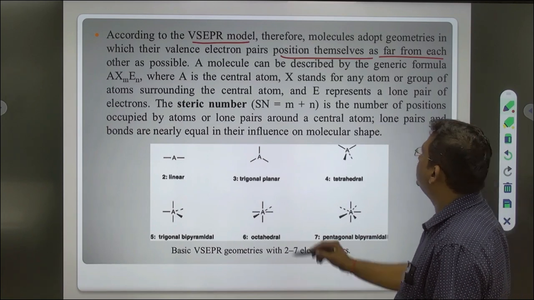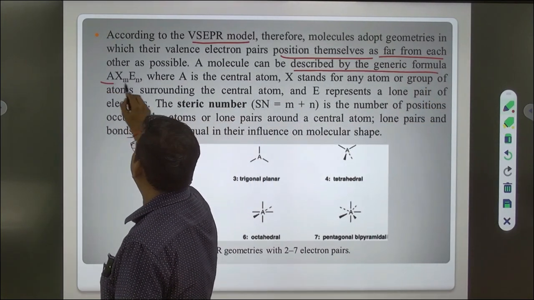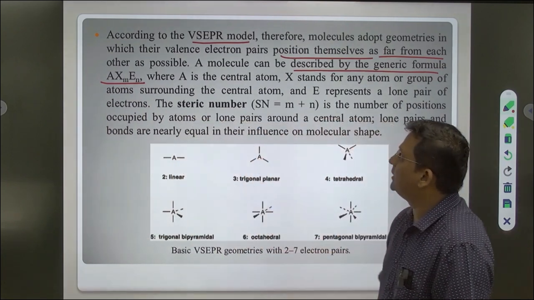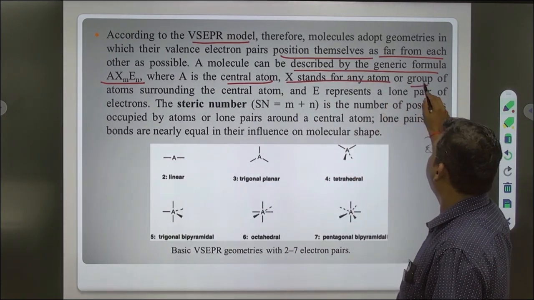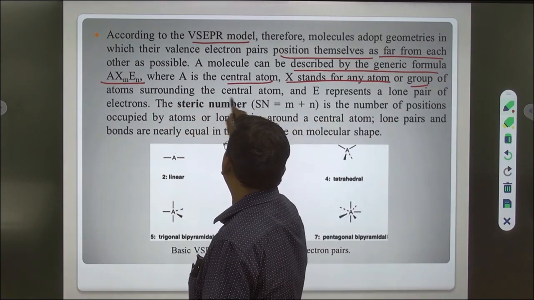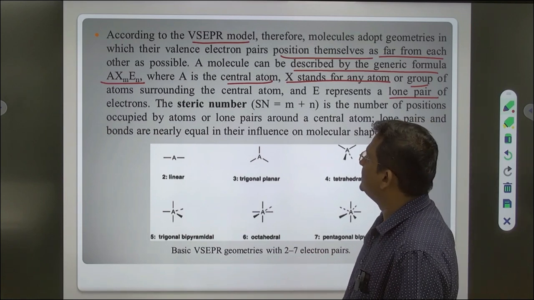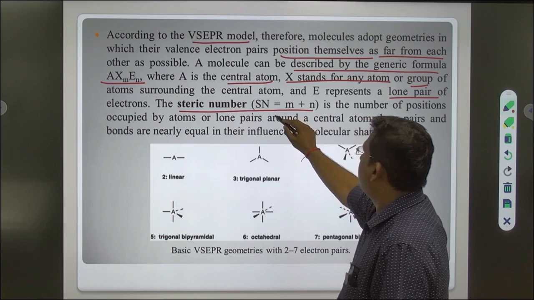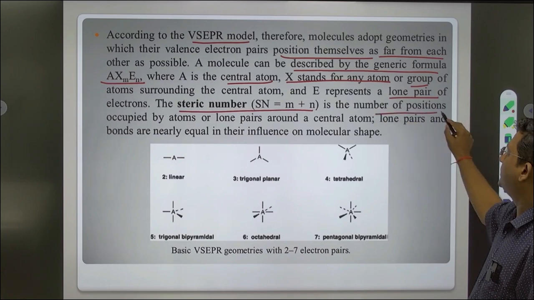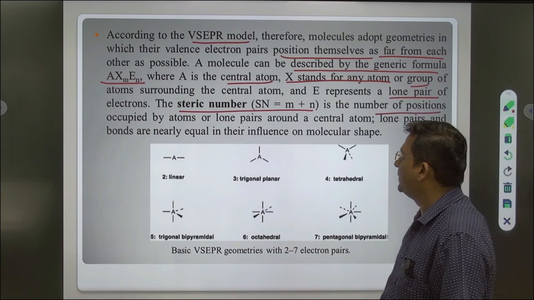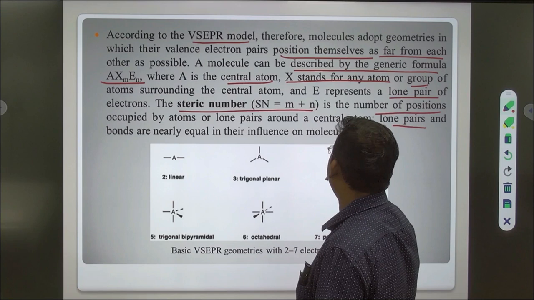The molecule can be described by the generic formula AXmEn, where A is the central atom, X stands for any other atom or group surrounding the central atom, and E represents lone pairs of electrons. The steric number is m plus n, the number of positions occupied by atoms and lone pairs around the central atom. Lone pairs and bond pairs are nearly equal in influencing molecular shape.